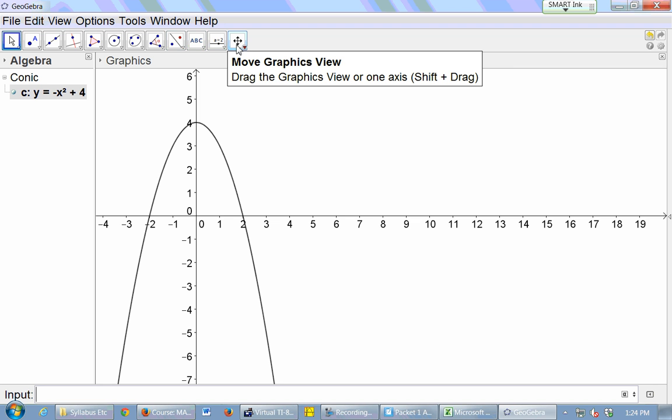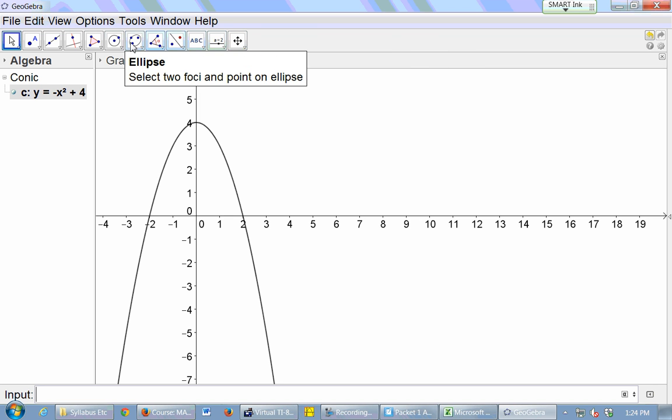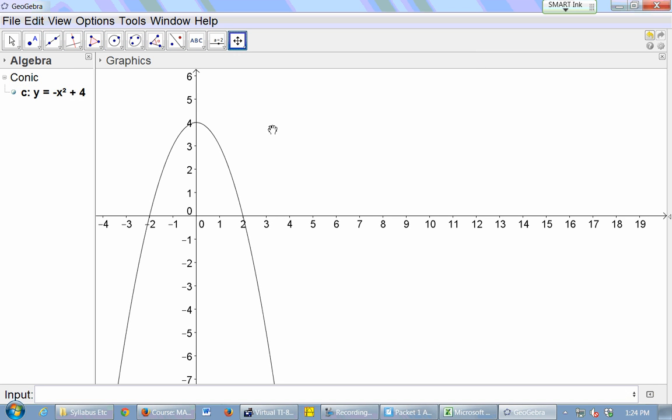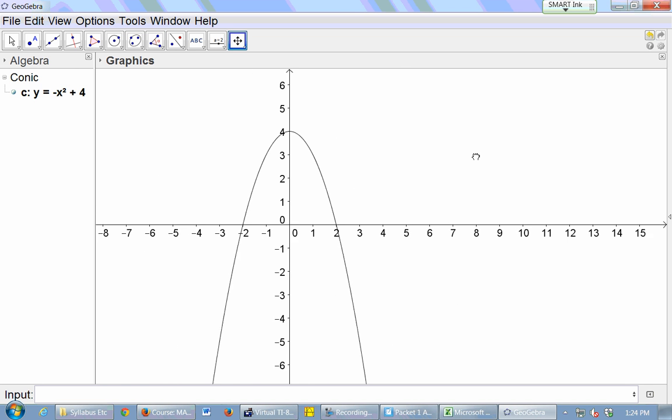And then you can manipulate the window so much easier than in your graphing calculator. You use this little guy that's the Move button. When you hover over all these things, it tells you what they do, but we won't use very many of them. I'm going to use the Move button, and it gives you a little hand. I'm doing a regular click and holding it down, and you can just drag it around.